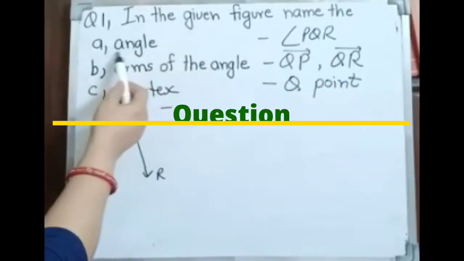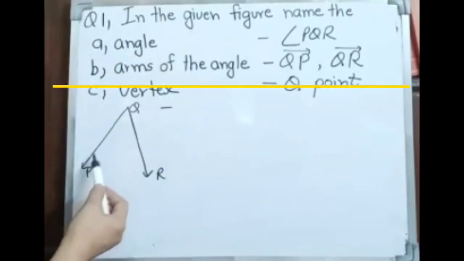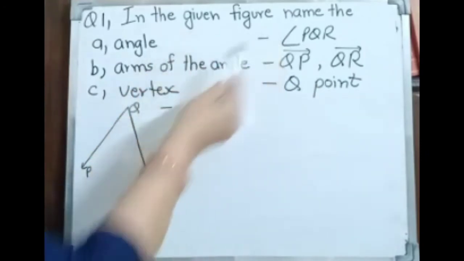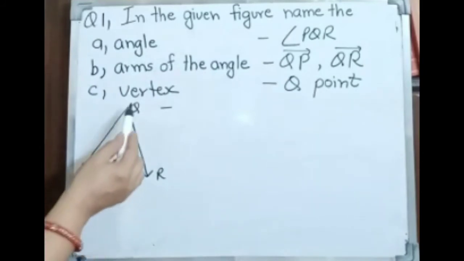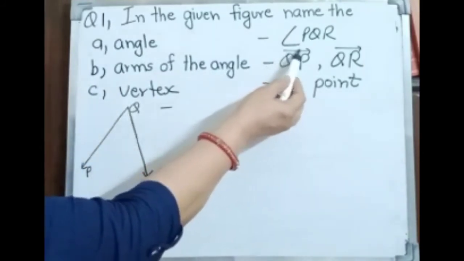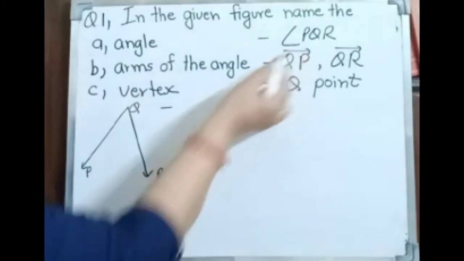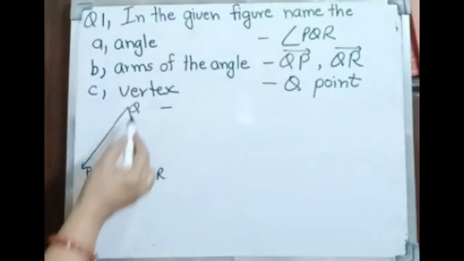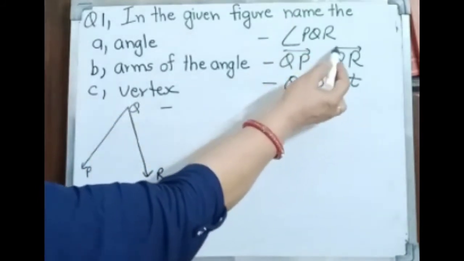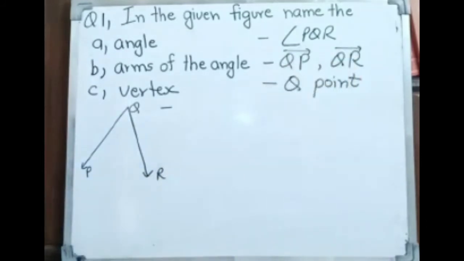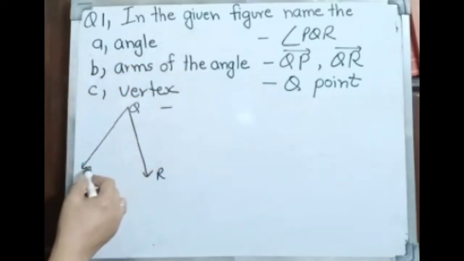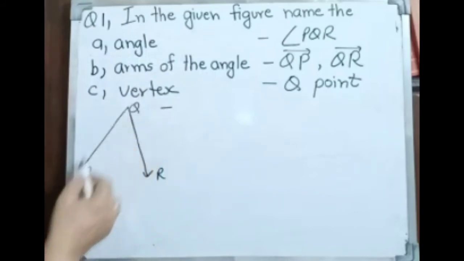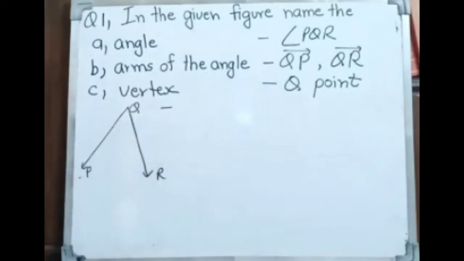In the given figure, name the angle. So here we have angle PQR. We have to put the symbol of this angle. Arms of the angle are QP, one arm, and QR, another arm. You have to put a ray symbol above them, with a fixed point and arrowhead. Vertex: point Q is the vertex. So in the given figure, the angle is PQR, arms QP and QR, and vertex Q.